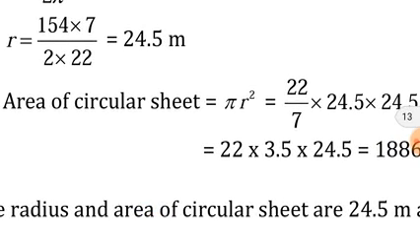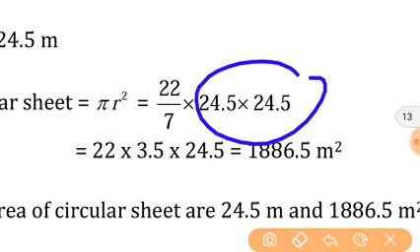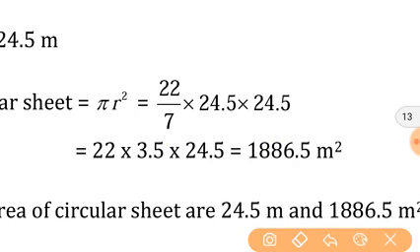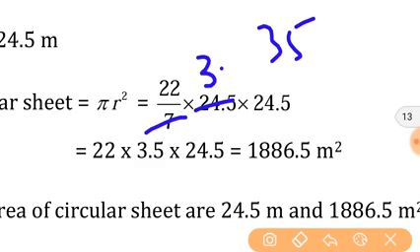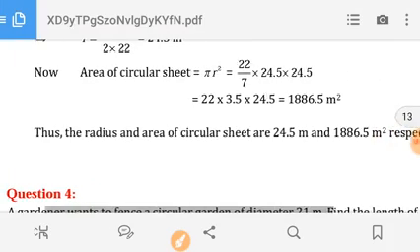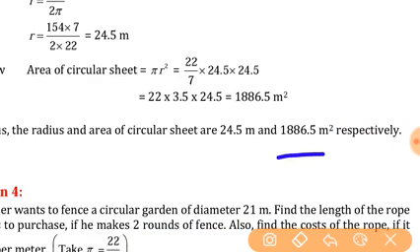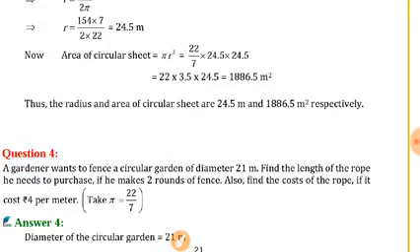Area is nothing but pi r square. Pi into, pi means 22 by 7, r means 24.5 into 24.5. You know the product of decimals. Okay, so it is 7 1s are 7, 7 3s are 21, 3 remain, point, so 35, it becomes 5 7s are 35. So that's why it is 3.5. Then therefore the radius is 24.5 meter and the area is 1886.5 meter square. Then go for the fourth question.